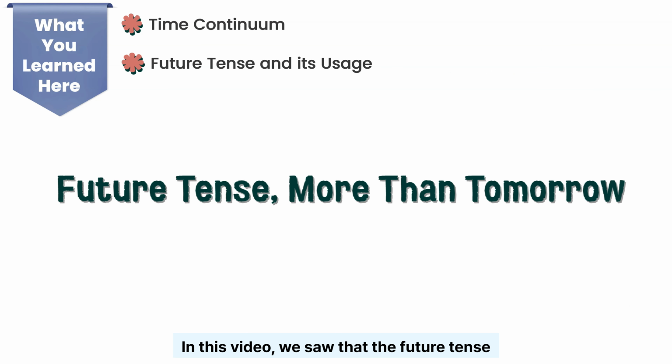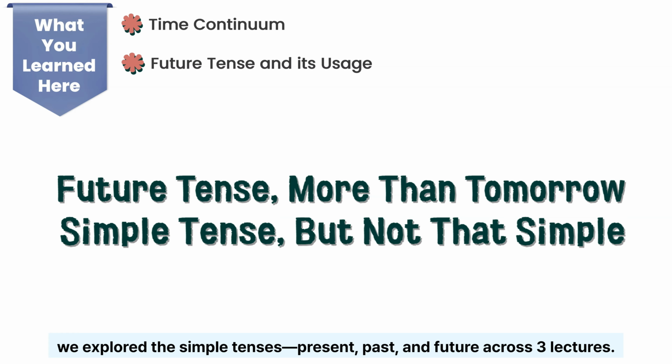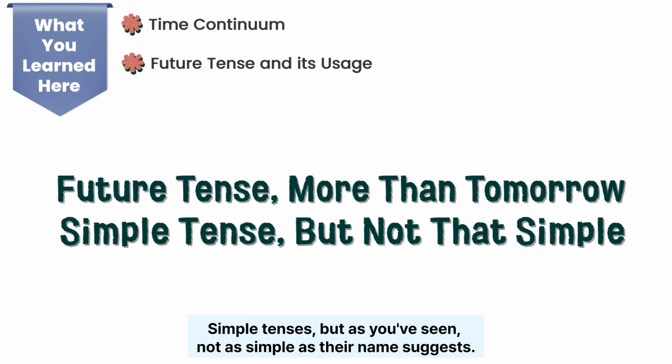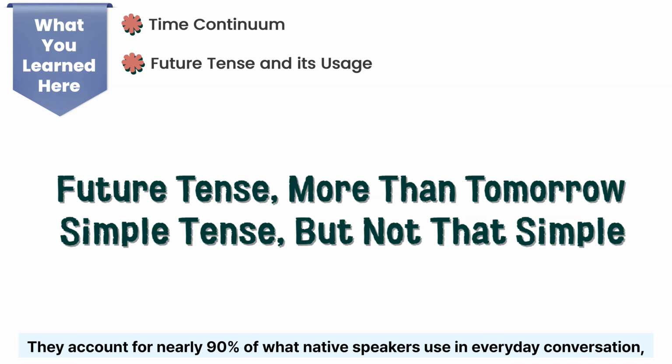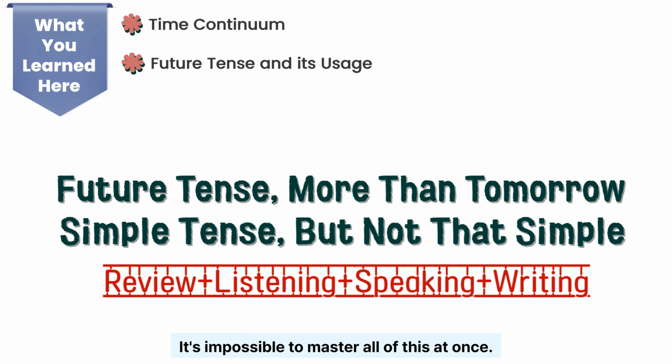In this video, we saw that the future tense is used for much more than simply talking about the future. It also plays a crucial role in what we will cover next, the sequence of tenses. Through the previous lessons, we explored the simple tenses, present, past, and future, across 3 lectures. Simple tenses, but as you've seen, not as simple as their name suggests. They account for nearly 90% of what native speakers use in everyday conversation, so their range of usage is broad and diverse. It's impossible to master all of this at once.